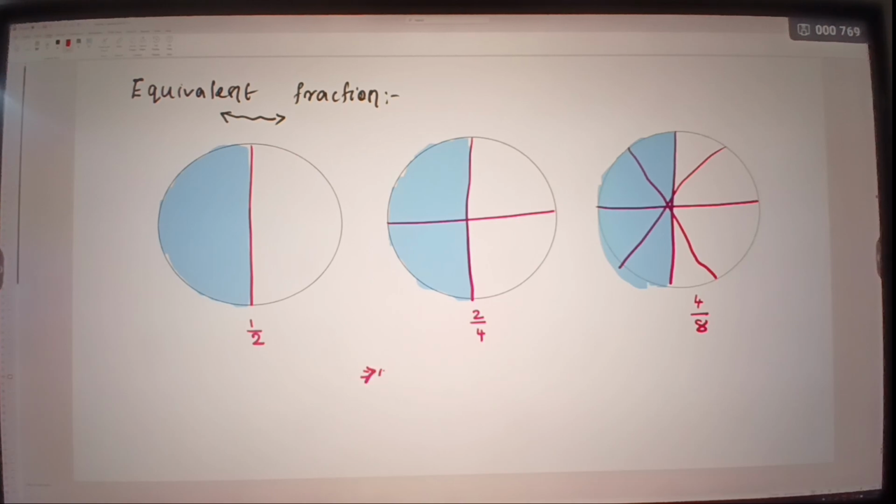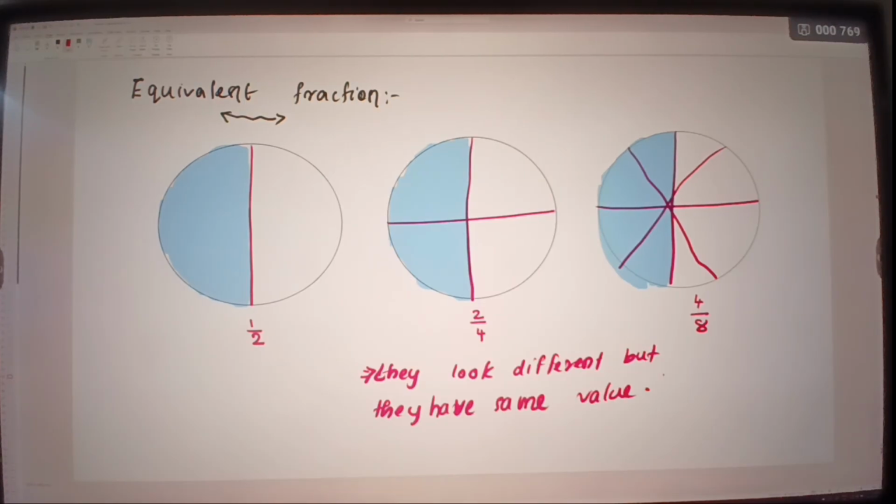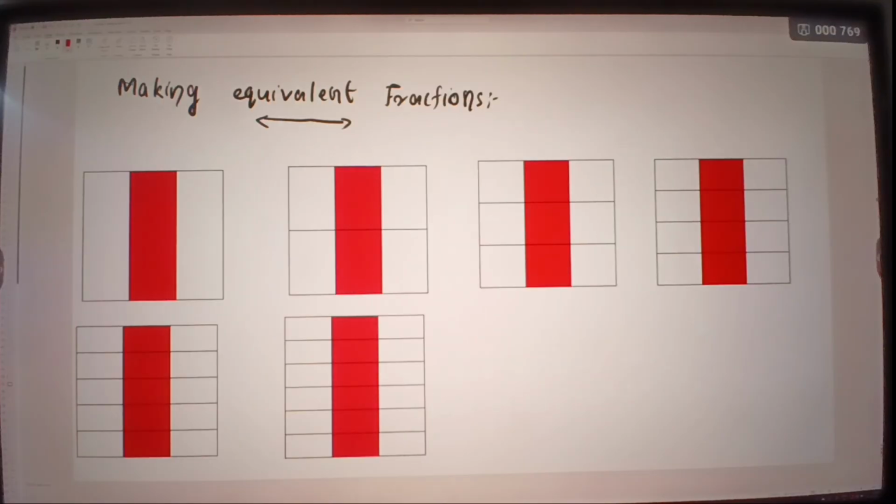So what do you mean by equivalent fractions? Equivalent fractions look different, but they have the same value. They look different, but they have the same value. That is called equivalent fractions.